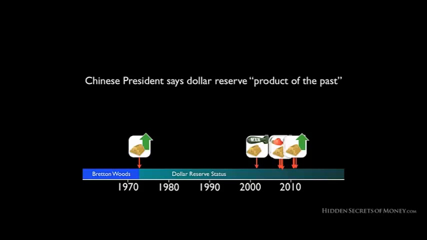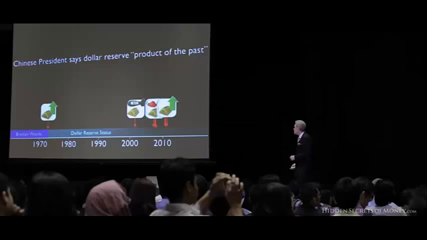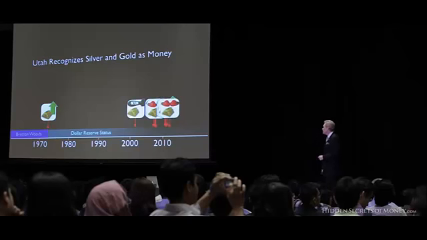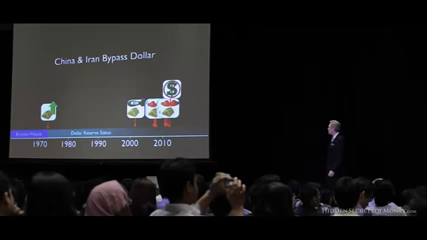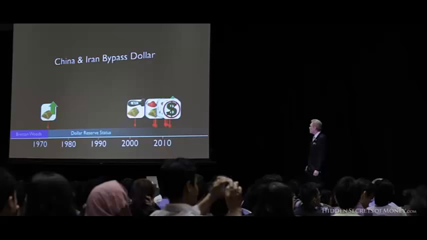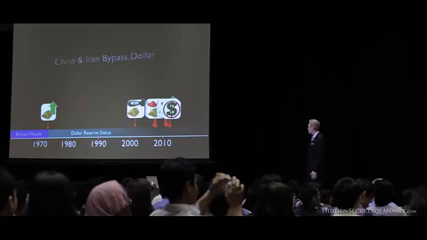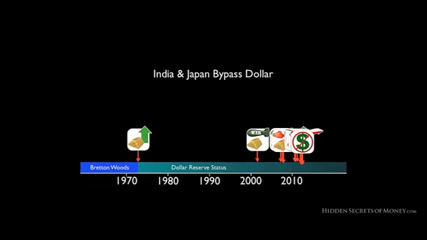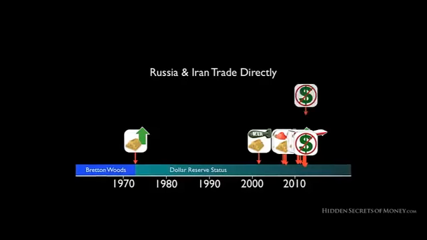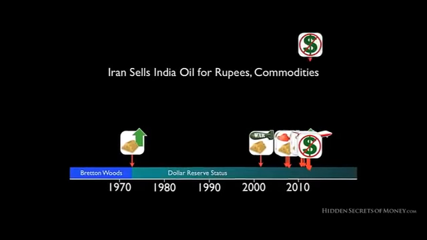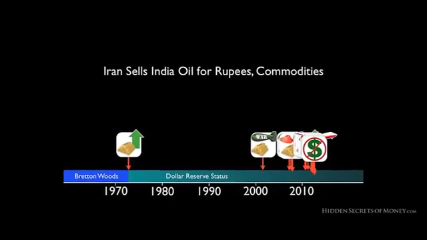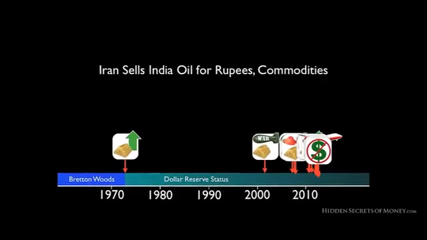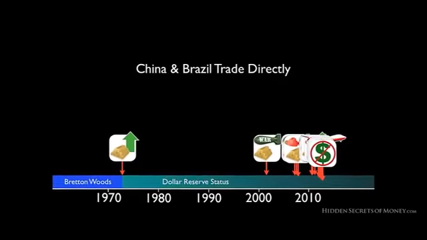Chinese president just recently said that the dollar as the world's reserve currency is a product of the past. Utah recognized silver and gold as money. China and Iran bypassed the U.S. dollar with a bilateral trade agreement. Venezuela repatriates its gold. China and Japan trade directly. India and Japan bypass the U.S. dollar. Russia and Iran trade directly. Iran sells India oil for rupees and commodities. China and Brazil trade directly.